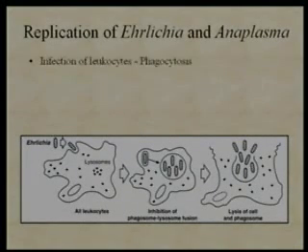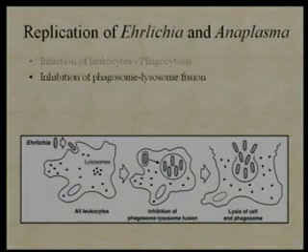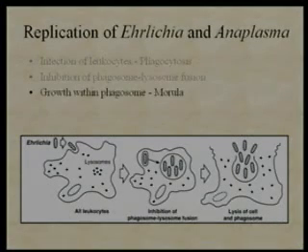These organisms infect leukocytes, and they're taken up by phagocytosis. And what they do is they inhibit phagolysosome fusion. So they're just like the chlamydia. They inhibit phagolysosome fusion. That's how they survive within the cell. So they bind to the leukocytes, they inhibit phagolysosome fusion, they replicate in the phagosome, and eventually lyse the cell.